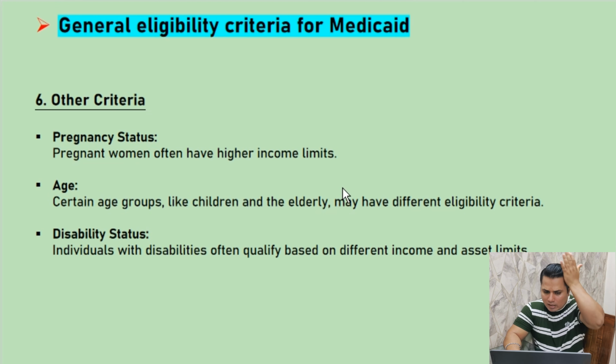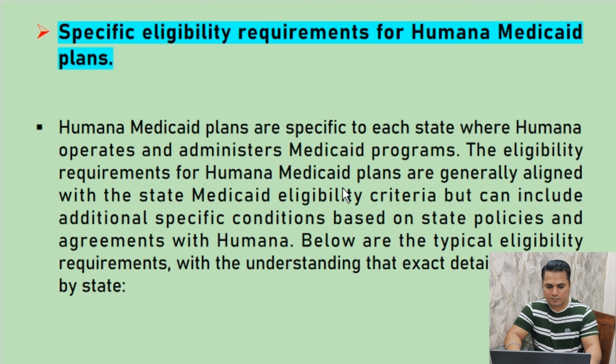Number six, other criteria. Pregnancy status. Pregnant women often have higher income limits. Age. Certain age groups, like children and elderly, may have different eligibility criteria. Disability status. Individuals with disabilities often qualify based on different income and asset limits.